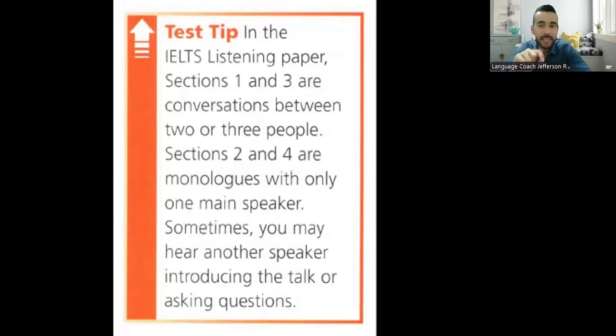Remember that the IELTS listening paper sections 1 and 3 are conversations, usually between 2 or more people. Sections 2 and 4 are monologues with only one main speaker. Sometimes you may hear another speaker introducing the talk or asking different questions.